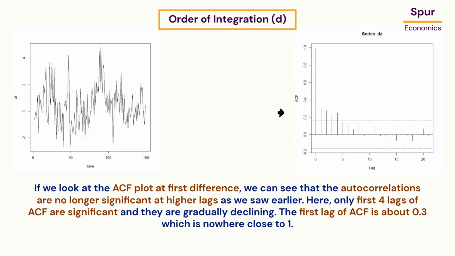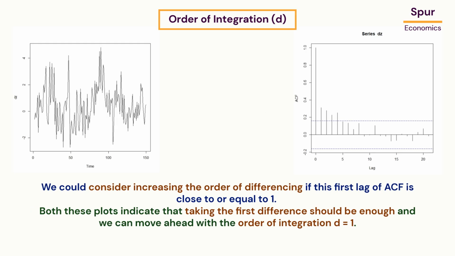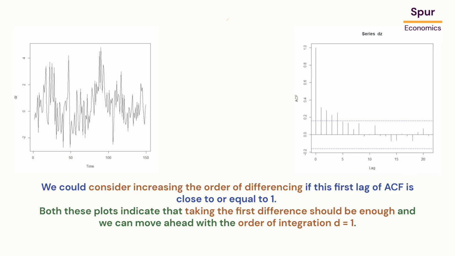Here, only the first 4 lags of ACF are significant and they are gradually declining. The first lag of ACF is about 0.3, which is nowhere close to 1. We could consider increasing the order of differencing if this first lag of ACF is close to or equal to 1. Both these plots indicate that taking the first difference should be enough and we can move ahead with the order of integration D equal to 1.